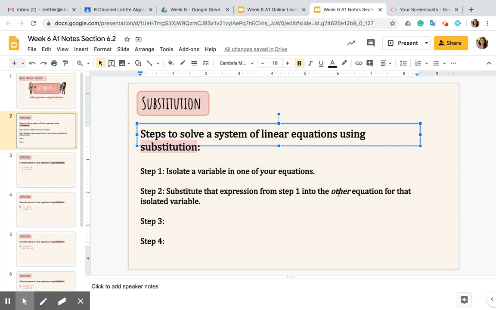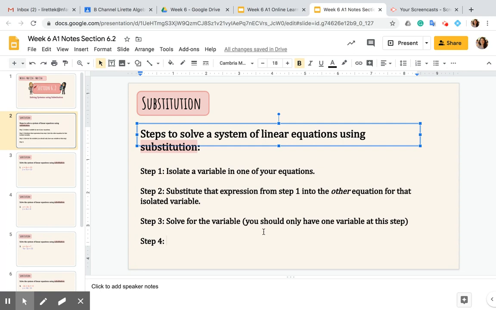Once you've done that, step three, you're going to solve for the variable, because at this point you should only have one. You should only have one variable at this step, either an x or just a y. You shouldn't have x's and y's. It shouldn't be a mix. And then once you've got that variable, you'll get a variable equals a number.